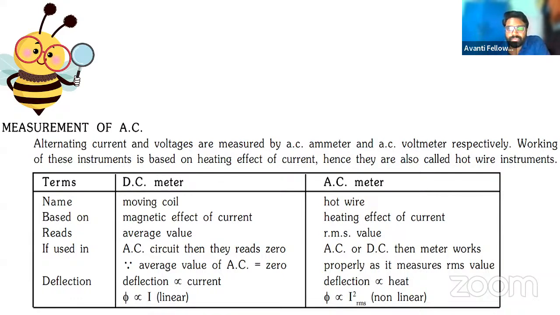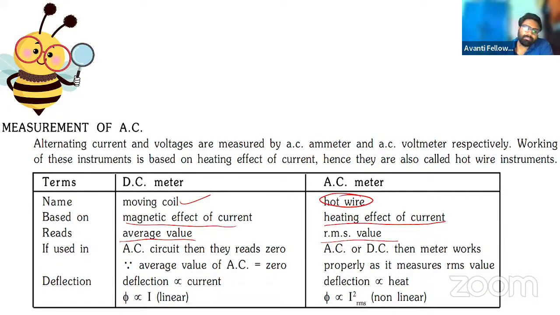So what to do? We can see that the current flow in any wire will produce a heat effect. Okay. So the instrument that is used to measure AC is termed as hot wire. And what is the principle? Principle is heating effect of current. Okay. DC meter में moving coil galvanometer we will use, based on the magnetic effect of current. What does it read? It reads the average value of the current. And what does AC meter read? It reads the RMS value of the current. If used in AC circuit, then they read 0. Average value of AC is 0.